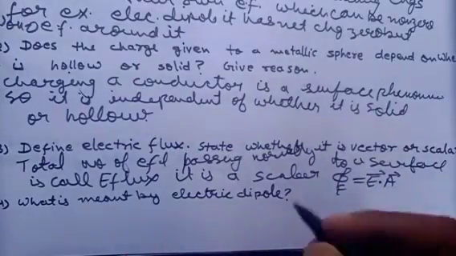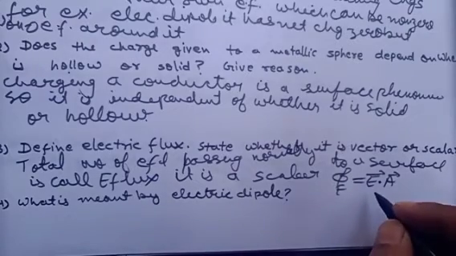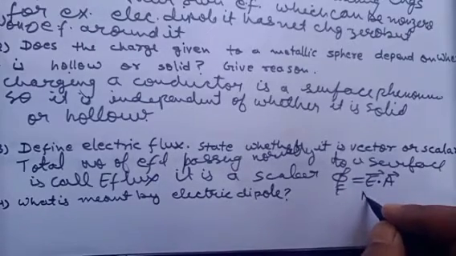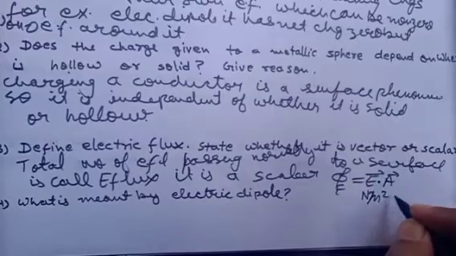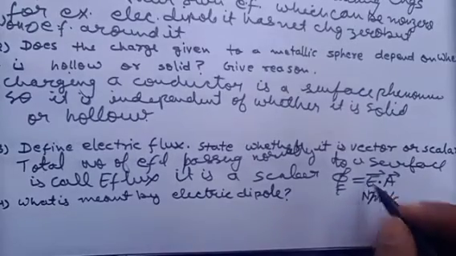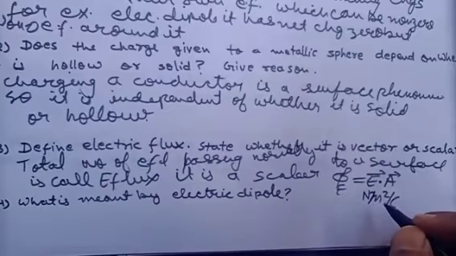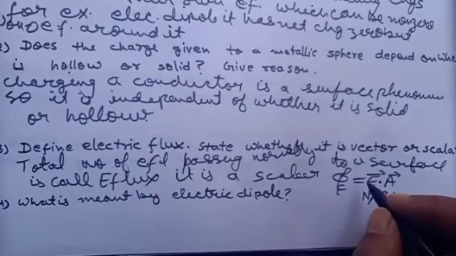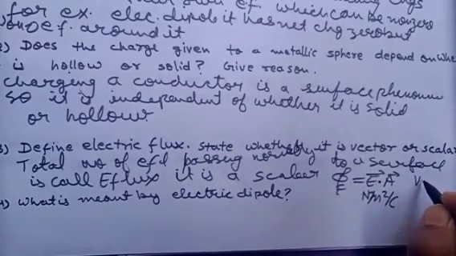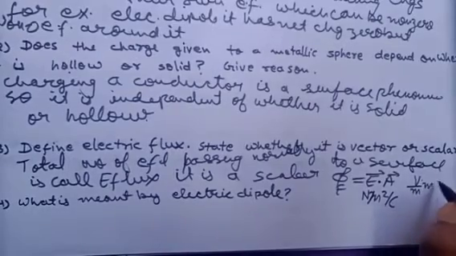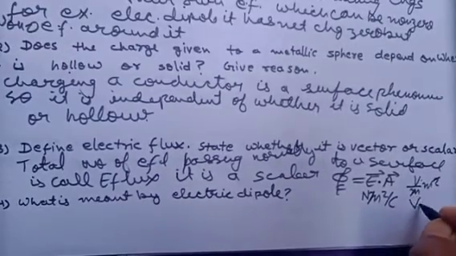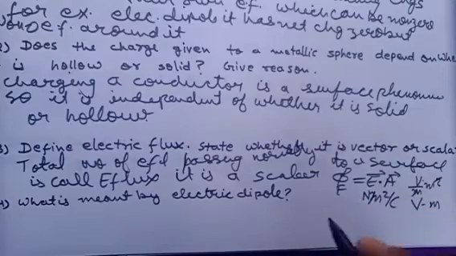I am writing its SI unit also, which is Newton meter square per coulomb. For electric field, it is Newton per coulomb, and area is meter square. So Newton meter square per coulomb. And as the unit of electric field is also volt per meter, and area is in meter square, volt times meter is also its unit.